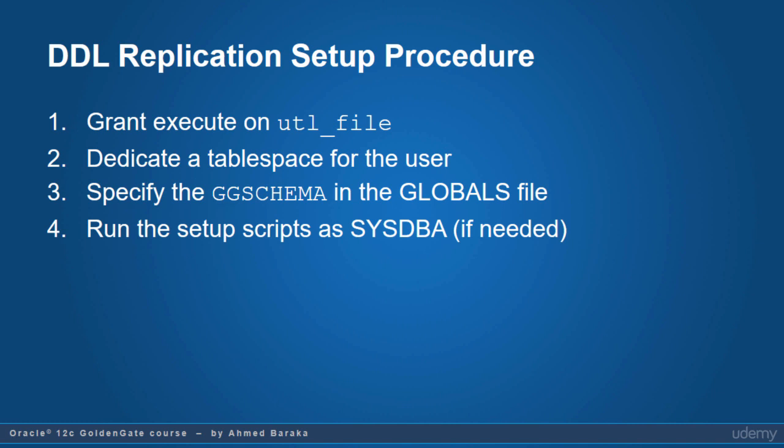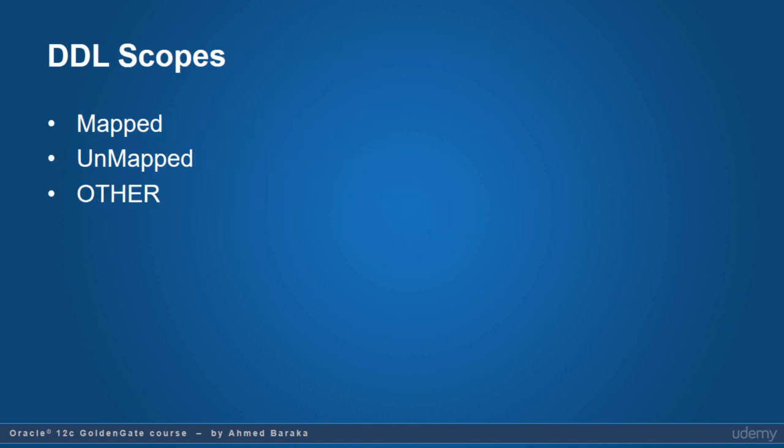This is the procedure that you need to follow to configure DDL replication in Oracle GoldenGate. You will implement this procedure in the practice lecture. DDL operations in Oracle GoldenGate are divided into three scopes: mapped, unmapped, and other. I will explain in the incoming slides the differences between those scopes.